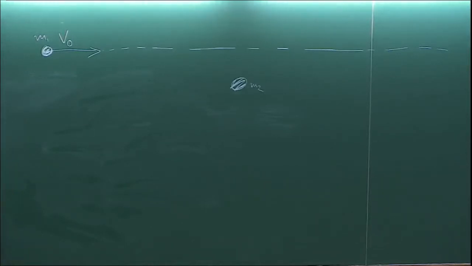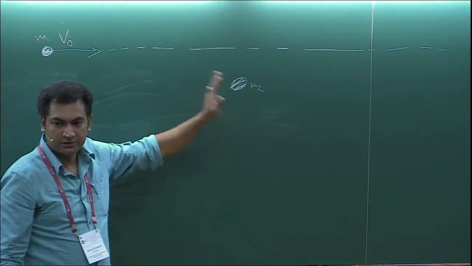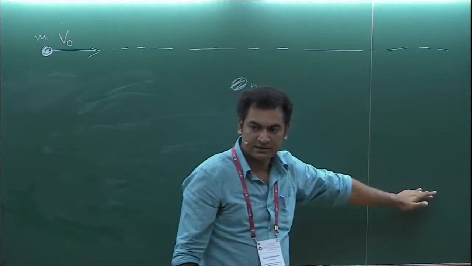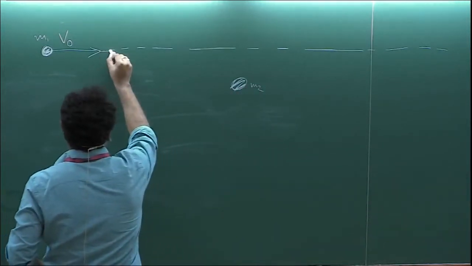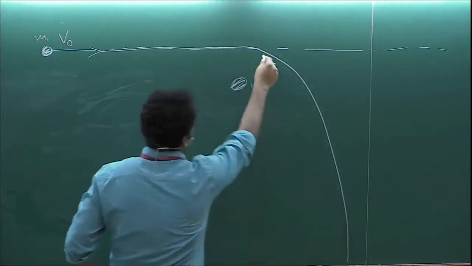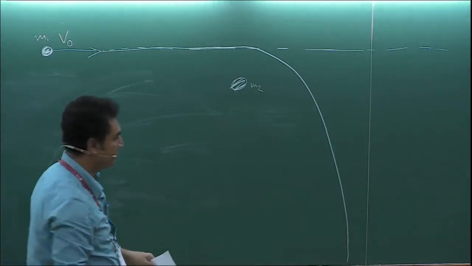Let's look at the deflection problem. There is a symmetry in this problem, right? When M1 was far from M2, there was no force acting on it. After the force acts, it moves away, and there is no force acting on it again. So if you draw the trajectory, it'll be symmetric across the time of closest approach.